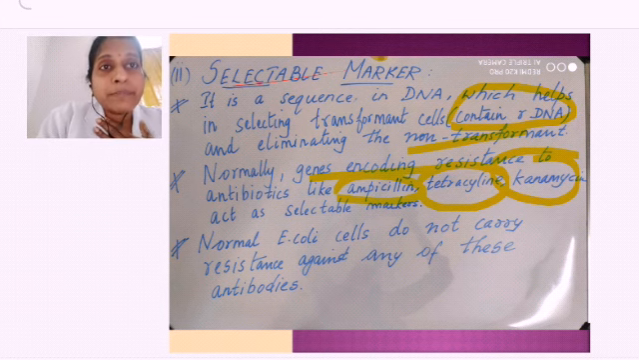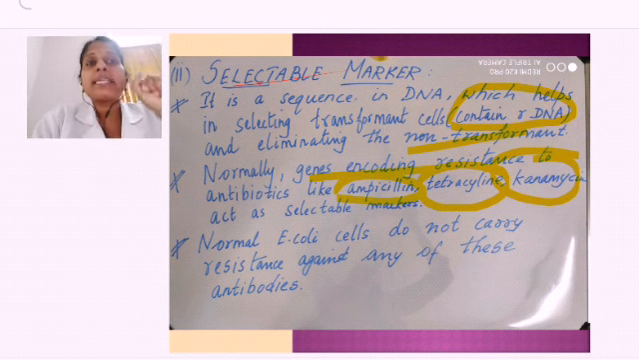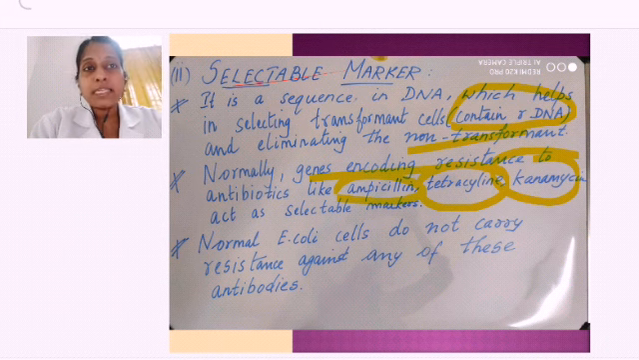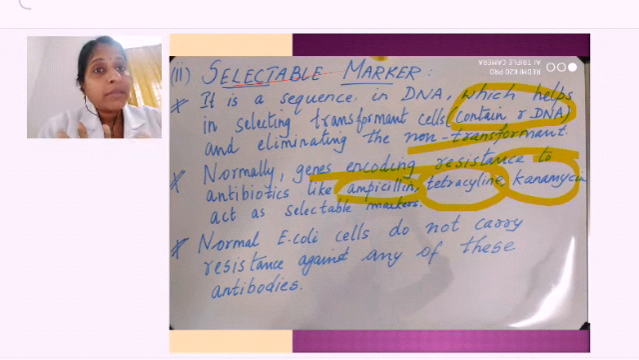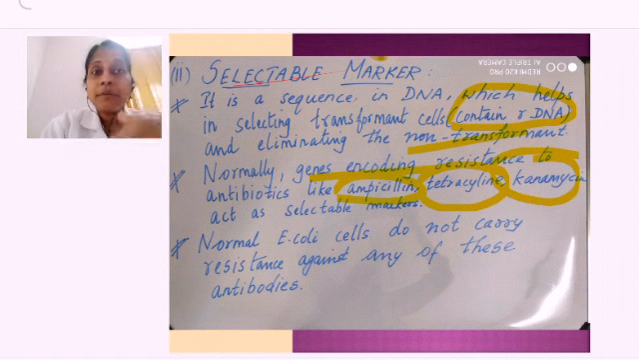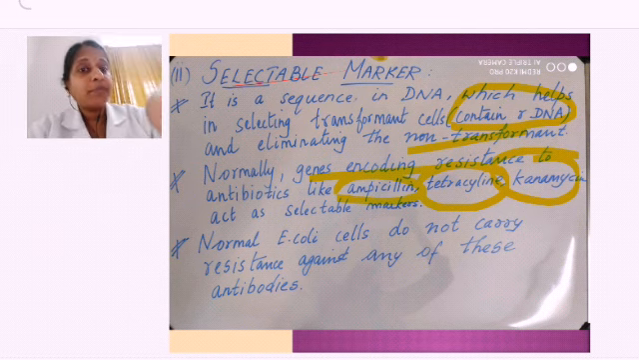So the vector I am selecting should have what? A selectable marker. And what is the selectable marker? It is the resistance character. So what is the resistance character? They are resistant to certain antibiotics. So what are the antibiotics? It is tetracycline, ampicillin, kanamycin. The transformant will grow in a medium containing these antibiotics. The non-transformant will not grow because they are not resistant; they cannot live in that medium. Understood? So that is the role of the selectable marker. Hope it's clear.